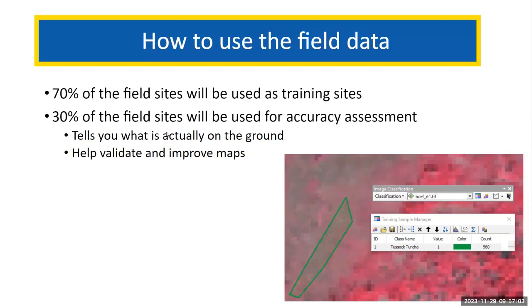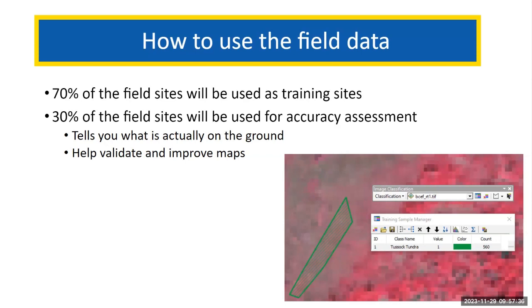For example, if you're doing vegetation, you draw polygons around the conifer points and use them as conifer training polygons. You draw polygons around your deciduous points and save those as your deciduous training polygons, and so on. Okay. So once you have all your training polygons created, you will run your image classification like we did last Monday, and you have your classified product.